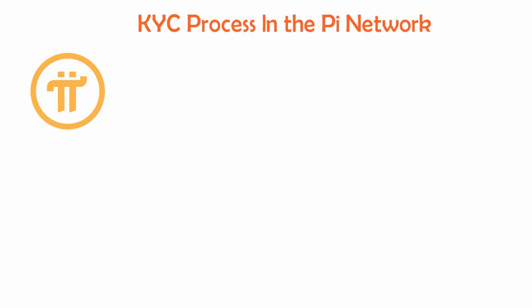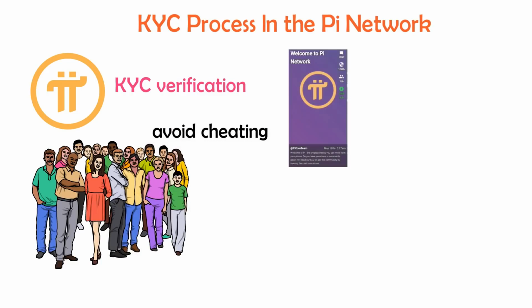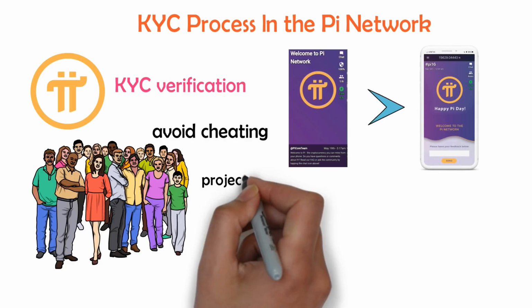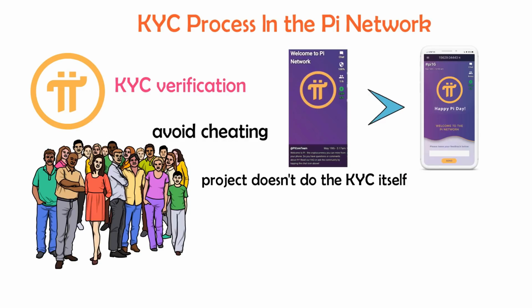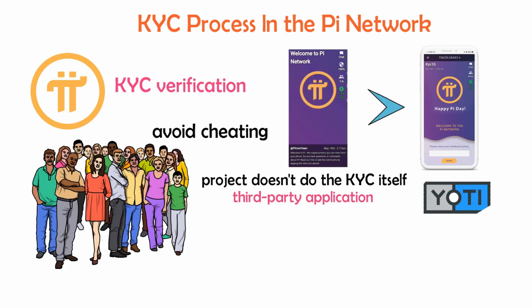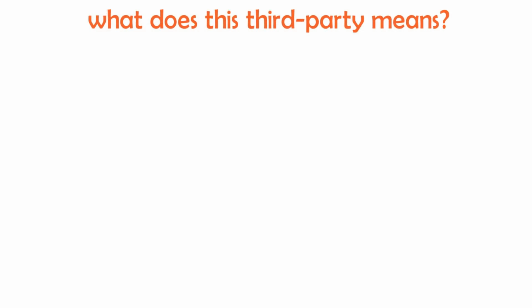The Pi Network project requires a KYC verification for all of its users to avoid cheating in the mining program inside the app, such as one user mining on different devices. But the project doesn't do the KYC itself because Pi Network uses a third-party application for the verification called Yoti. Yoti app is a service app that stores a user's data encrypted, meaning no one can get access to it, not even the app itself. So what does this third party mean?